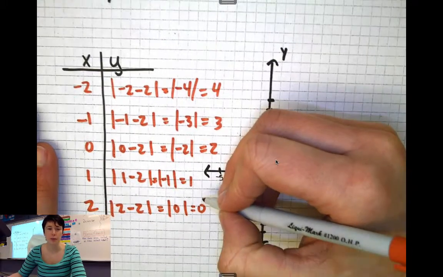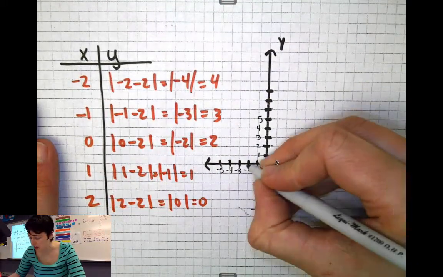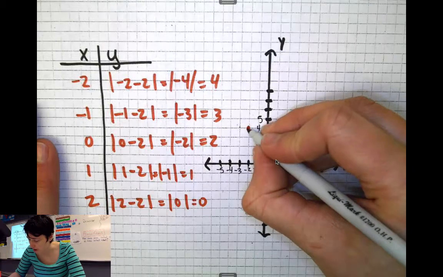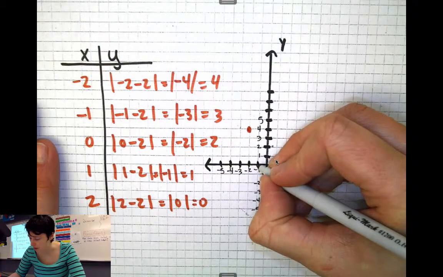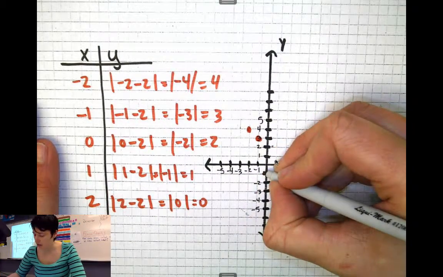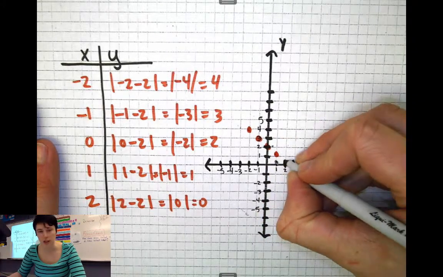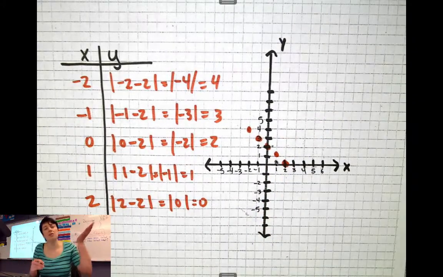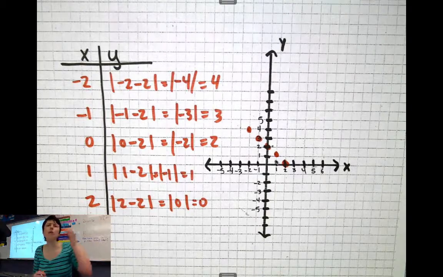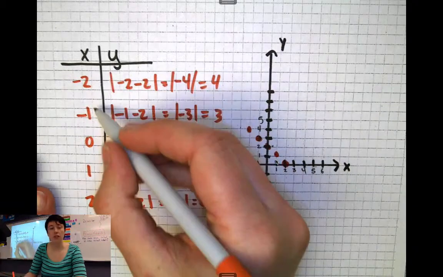Now on a graph, here's what that's going to look like. -2 is way up at 4. -1 is up here at 3. 0 is up here at 2. 1 is at 1. 2 is at 0. And really all it's looking like is a straight line. But I know with absolute value I should expect a V. So what I need to do is continue my numbers.